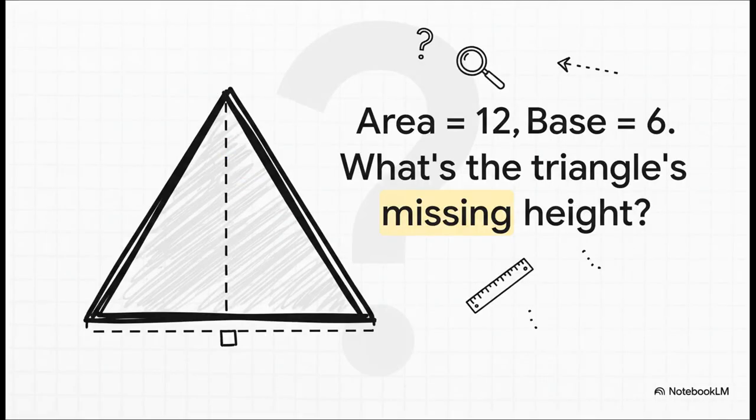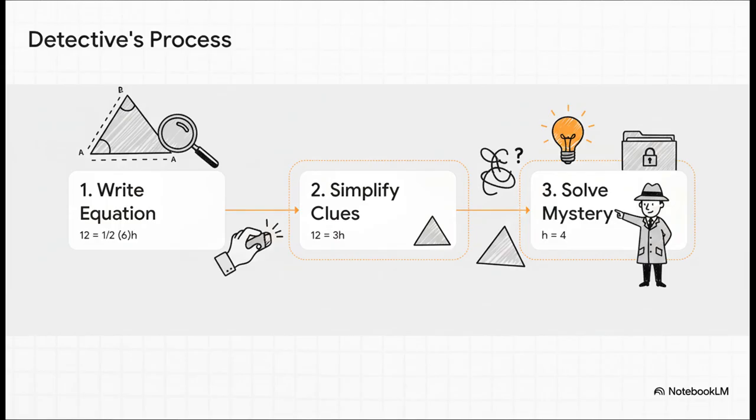All right, detective, here's your first case. We've got a triangle. We know its total area is 12, and we know its base is 6. The piece of the puzzle we're missing is the height. So how do we find it? We follow the process. Step 1. Write the equation. We grab our area formula for a triangle and plug in what we know. So 12 goes in for the area, and 6 goes in for the base. Step 2, simplify the clues. We can do the math for 1/2 of 6, which is just 3. Now our equation looks way simpler. 12 equals 3h. And finally, step 3, solve the mystery. Divide both sides by 3, and boom, the missing height is revealed. H equals 4. Case closed.